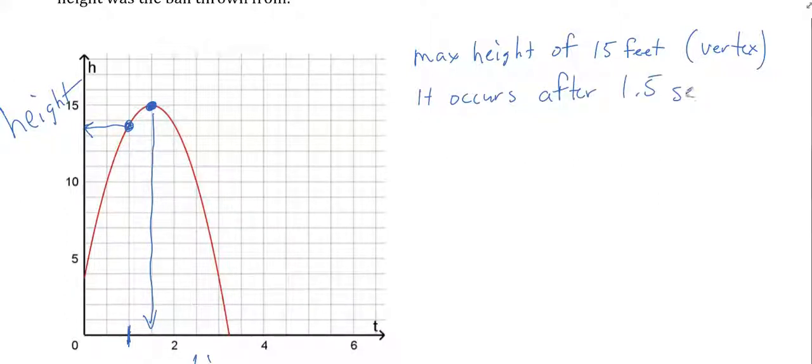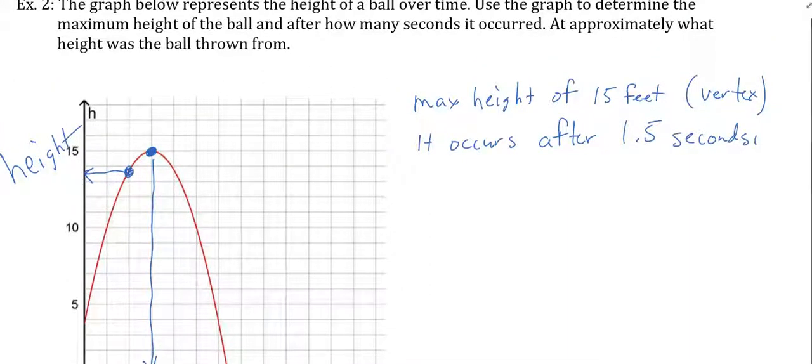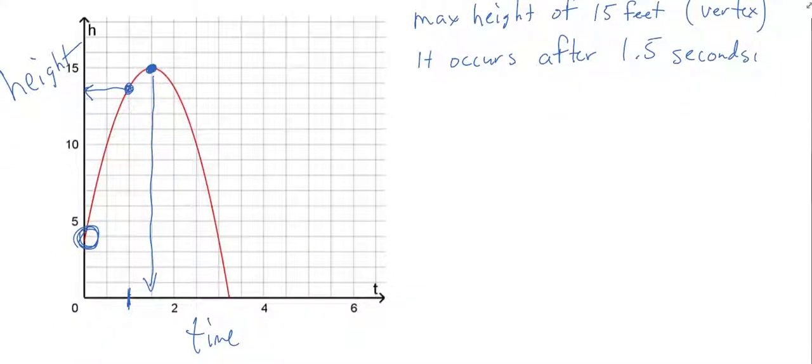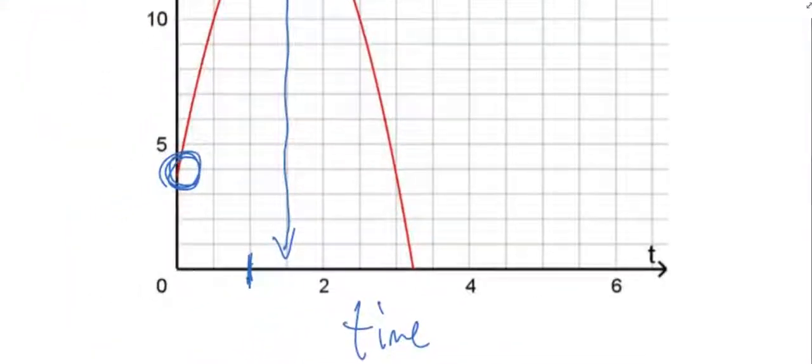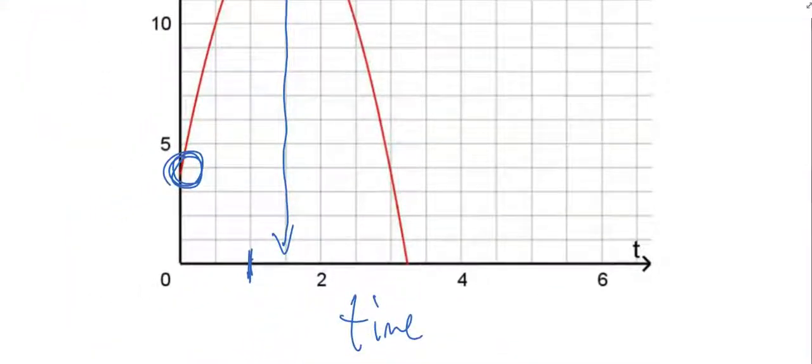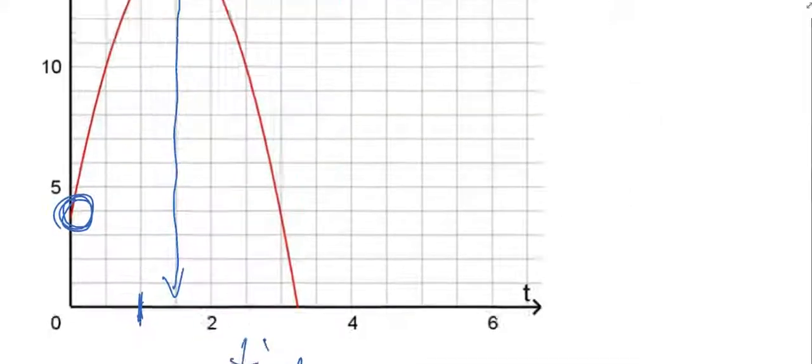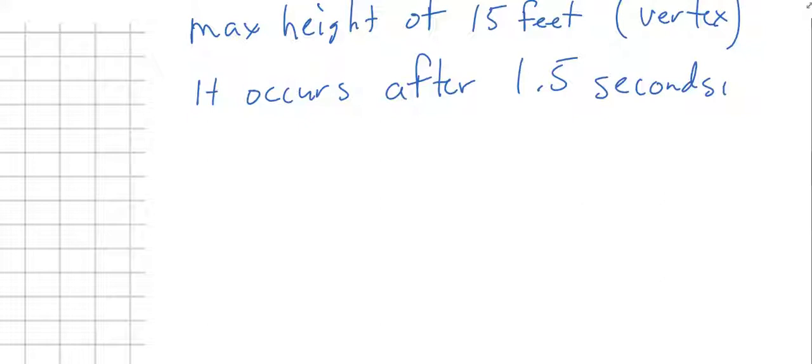1.5 seconds. And then this is another interesting question. At approximately what height was the ball thrown from? What's that one, Sarah? About 4 feet. And what's that called? What property of the graph? We haven't talked a lot about this one, but this is one you know from grade 9 and grade 10. The y-intercept? It's the y-intercept or the vertical intercept or the h-intercept, whatever you want to call it. So that's going to be important because we're going to talk a little bit about that.